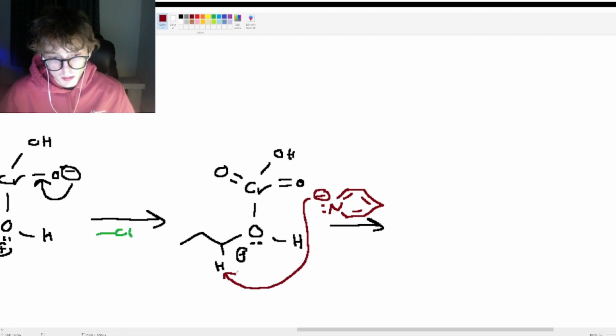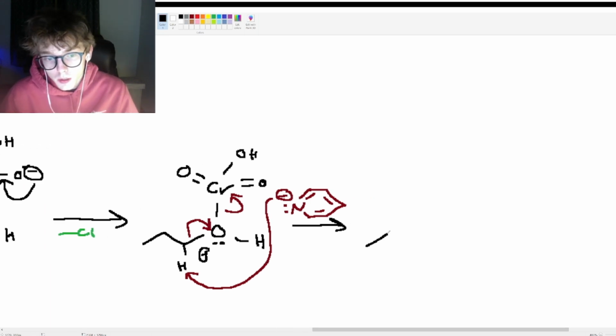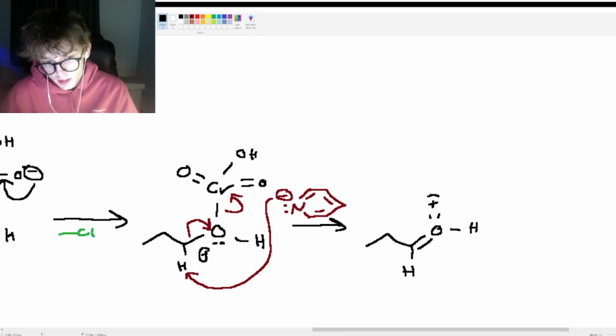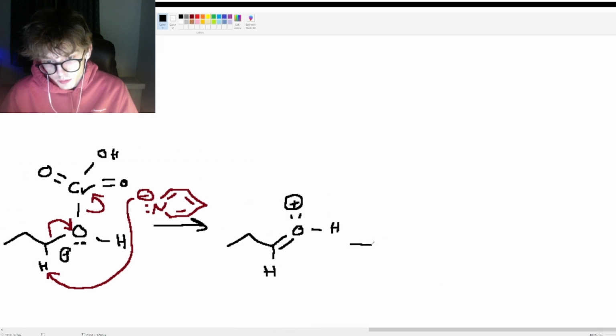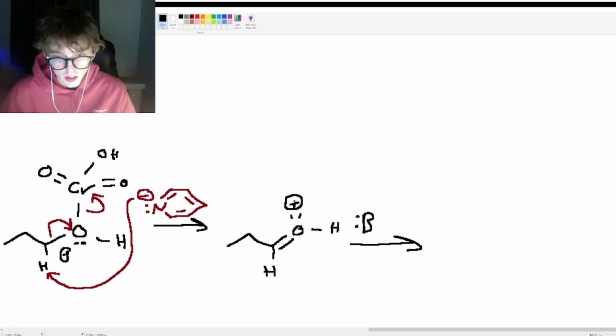Let's just say it does elimination here. It's going to kick off the group here, reducing this, again oxidizing our carbon here. So we get this here. And we still have that hydrogen bound, and that is simply some sort of base coming in and stealing that proton. So I'll just write base. Could be water, could be our pyridine here. Doesn't matter. Picks up the hydrogen, dumps it onto here, and we're left with an aldehyde.